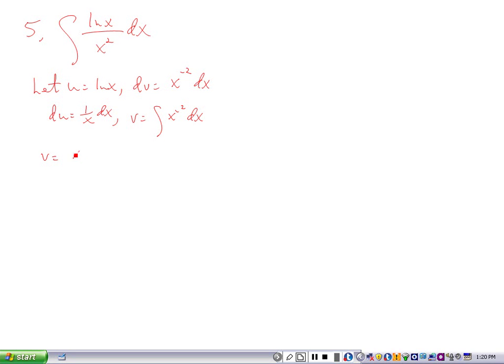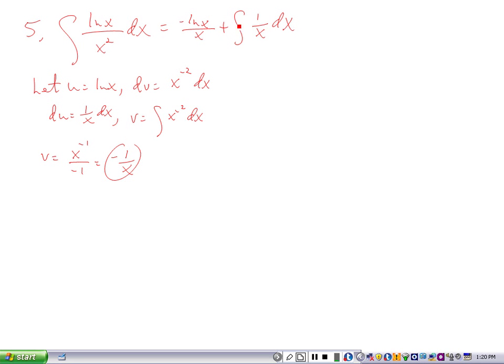So I get v equal to x to the negative 2 plus 1, that's negative 1, all over negative 1, or just negative 1 over x. So using the formula for integration by parts, this becomes u times v, negative the natural log of x over x, minus the integral of v du. Well, v is negative, so negative times negative is positive, 1 over x.